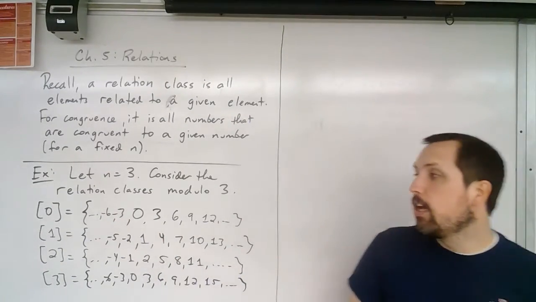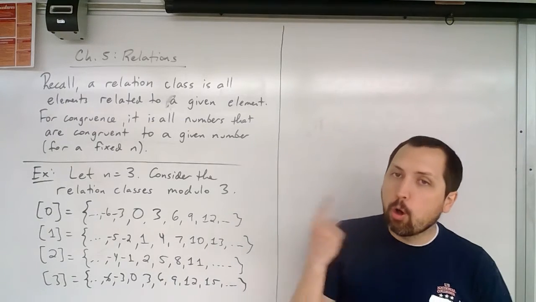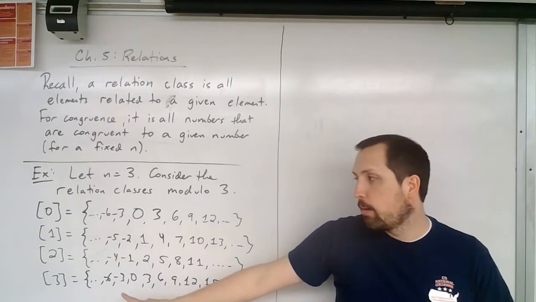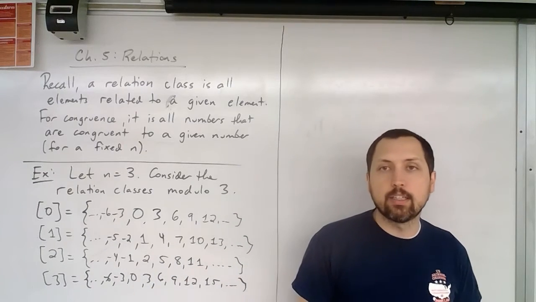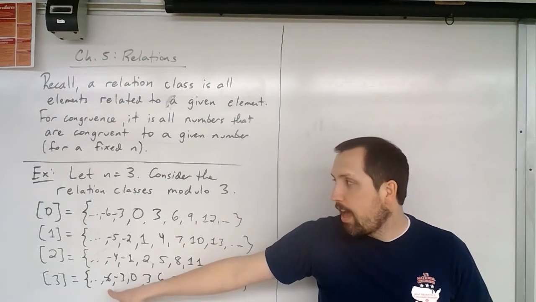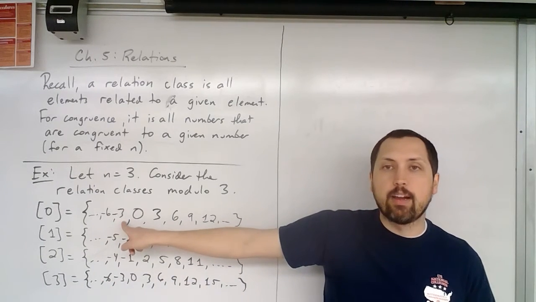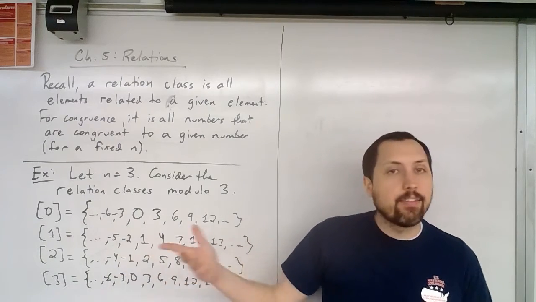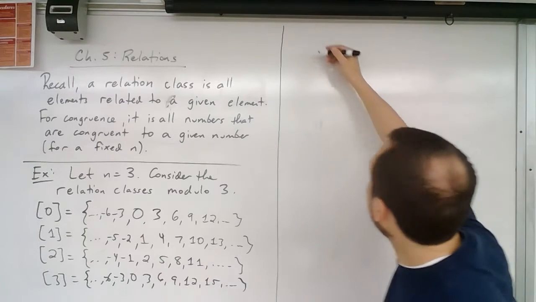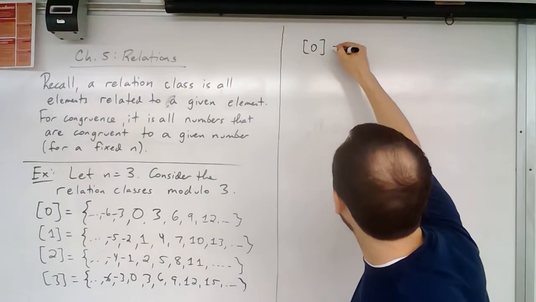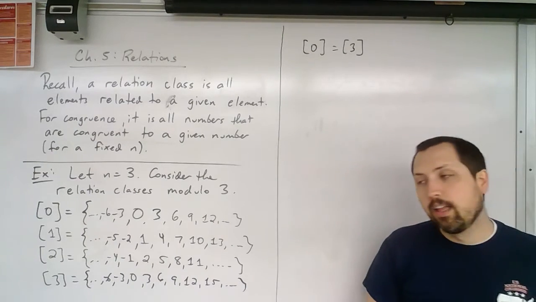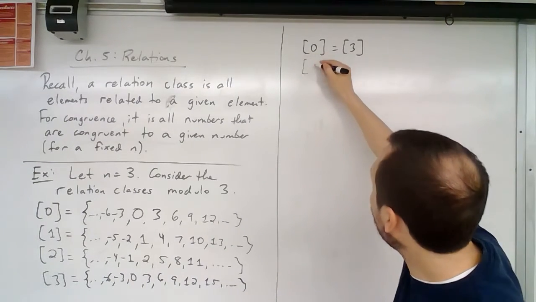You can repeat this, look at the relation class for 4, but hopefully, if you take a look at this, you notice something unique about this relation class of 3. This relation class is the same as this relation class, right? These two sets are identical because they have the same elements. So what we now see is that the relation class of 0 is the same as the relation class of 3.